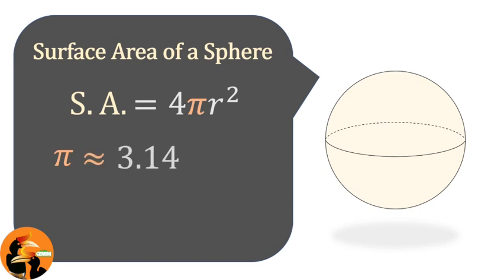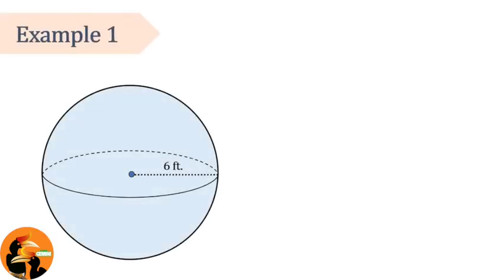Now to find the surface area, we also need to know what our radius, or r, is. The radius of a sphere is the length from the center of the sphere to any point on its surface. As long as we know the radius, we can solve for the surface area of the sphere. First, we want to square the radius, then multiply it by 4 times pi. Let's try an example to see what all this looks like.